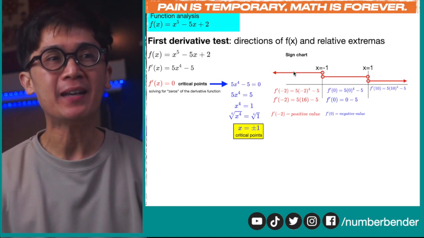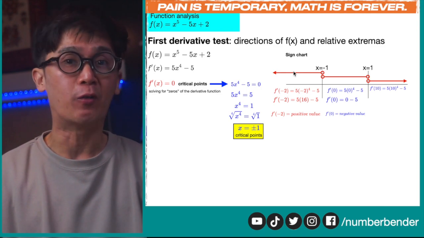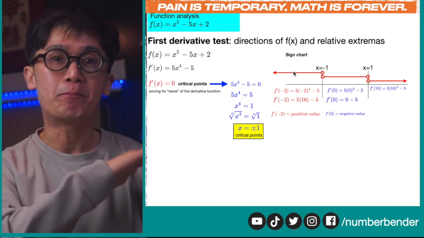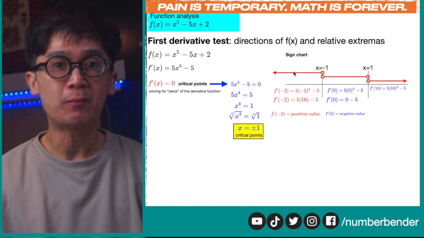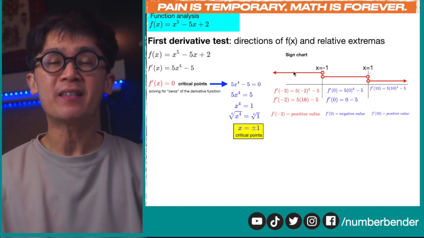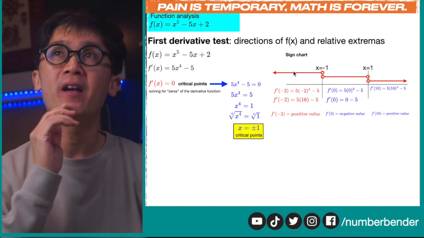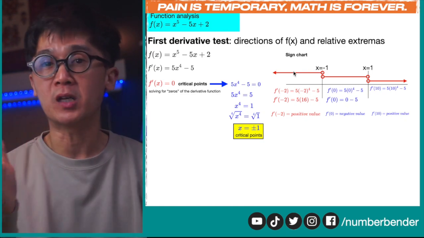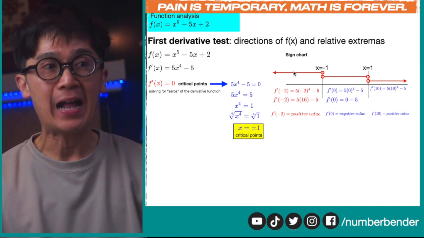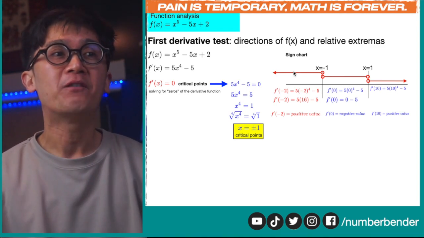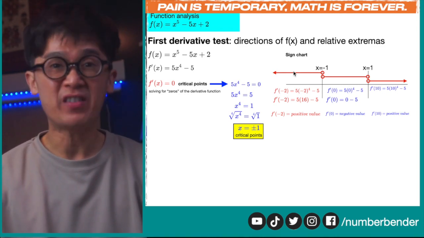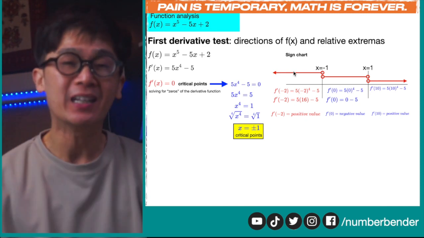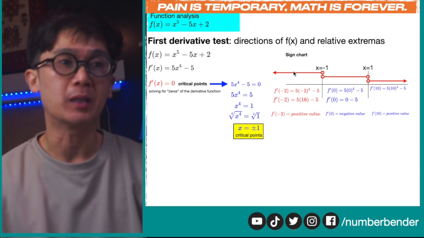Yes, I did use 10. So if we plug in the value of 10 to our derivative function and perform a simple algebraic procedure, we'll see that the behavior of our function on the interval 1 to positive infinity will be a positive value, because obviously 5 times 10 to the fourth is a very big number minus the tiny little 5. So our answer will still be positive.